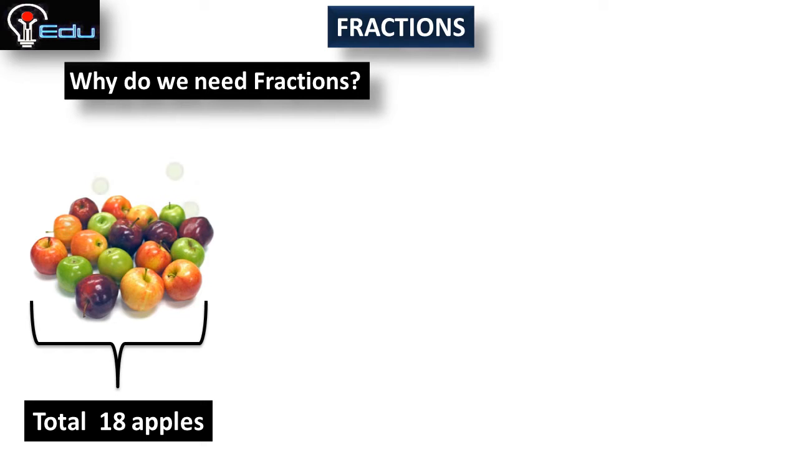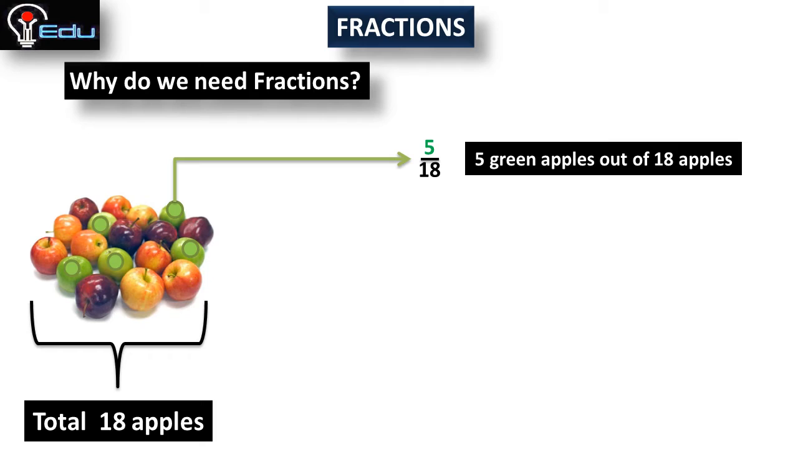Here we have some green apples. How many green apples are there here? 1, 2, 3, 4, 5. So 5 green apples are there out of how many apples? A total of 18 apples. To represent these 5 apples in a group, we require fractions. So what is that fraction here? 5 green apples out of 18 apples. The fraction is 5 divided by 18, meaning 5 green apples out of 18 apples.